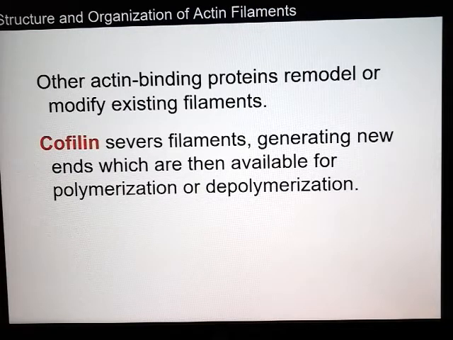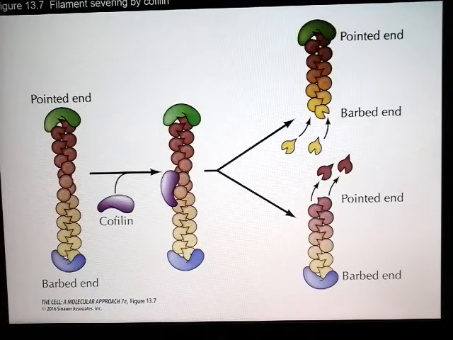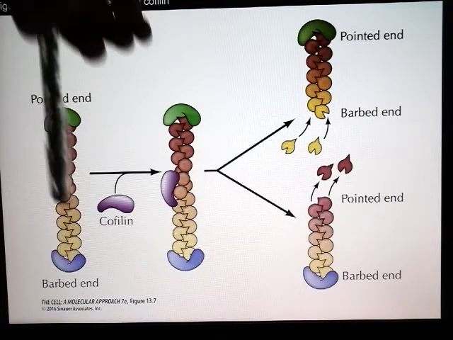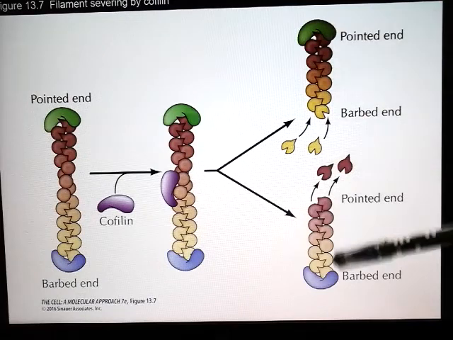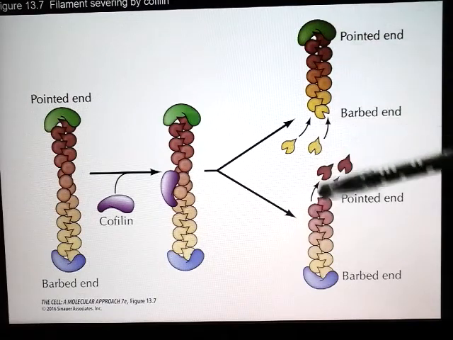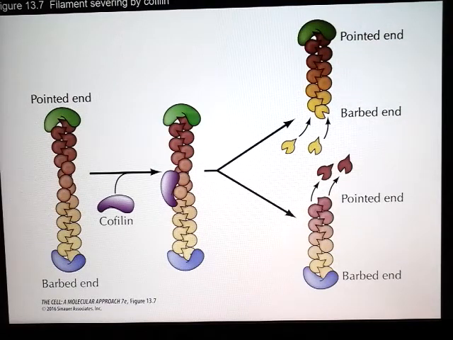Cofilin is another important actin binding protein, and basically it severs filaments, so generating new ends that can then be available for polymerization or depolymerization. So again, here's your pointed end, barbed end, cofilin gets added on here, and basically you can break this apart so you can add more or take more away.